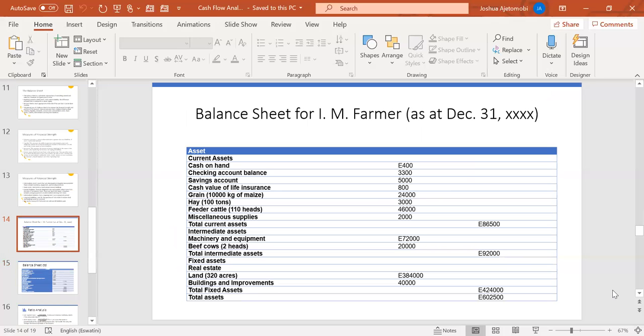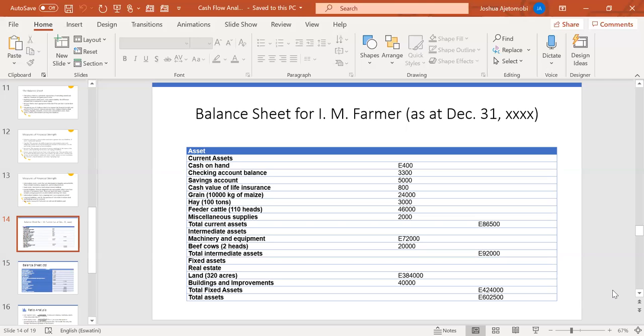So this is a typical example of a balance sheet for a farmer. Under the assets here, we have the current assets: cash on hand, checking account balance, saving accounts, cash value of life insurance, we have grain, hay, feeder cattle, we have miscellaneous supplies. Then you now have total current assets. That is addition of all those items. And that one gives us 86,500.